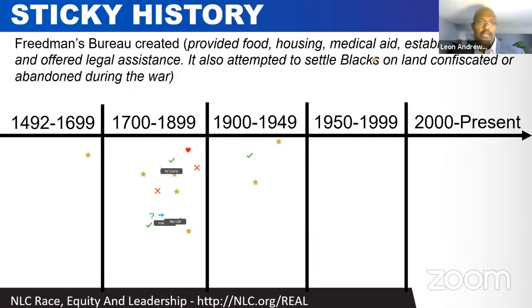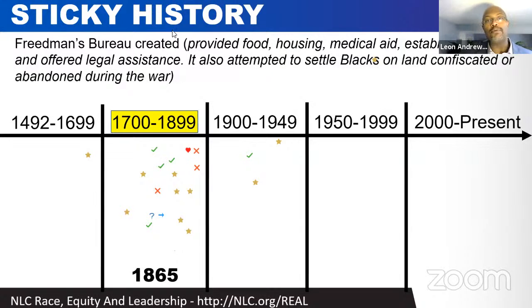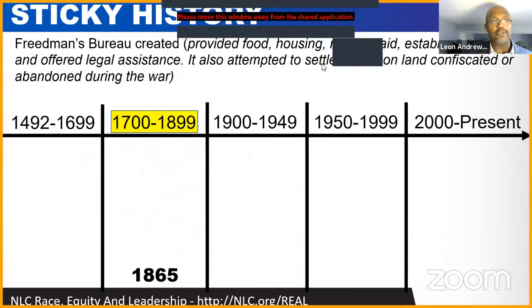Looks like a lot of you are kind of guessing. Good. You're guessing in that 1700 to 1899. That's great. Yeah, it was right after the Civil War. So it was 1865. 1865 is when the Freedmen's Bureau was created, right after the Emancipation Proclamation. So that was connected to that. All right, let's go on to the next one.